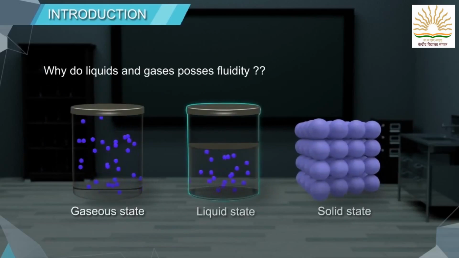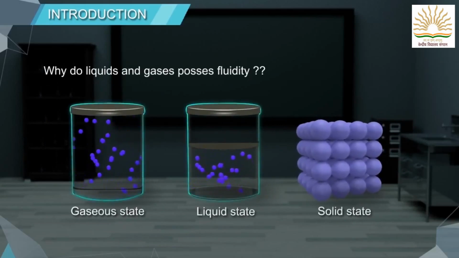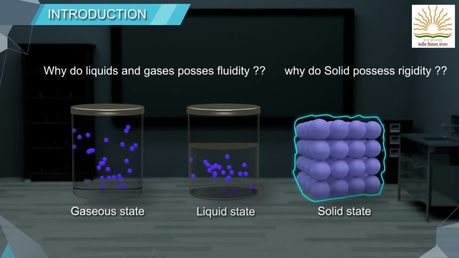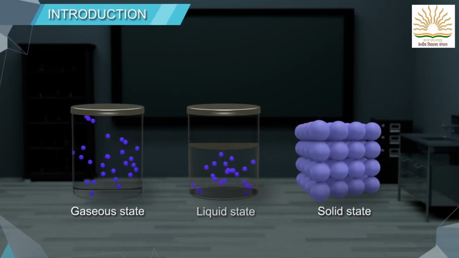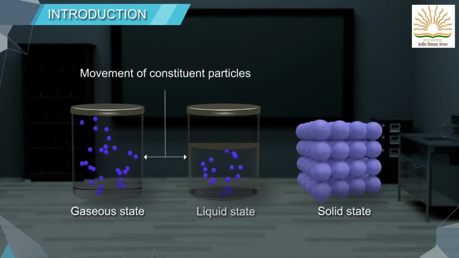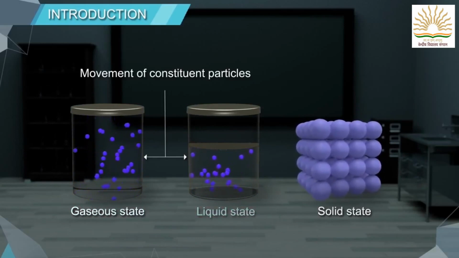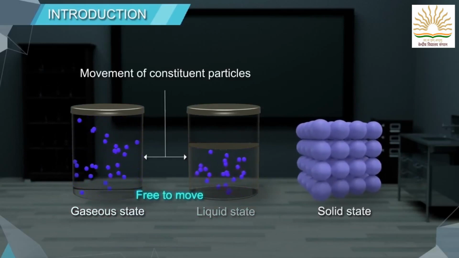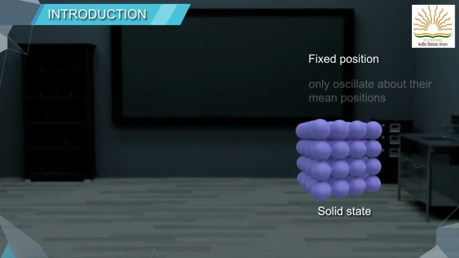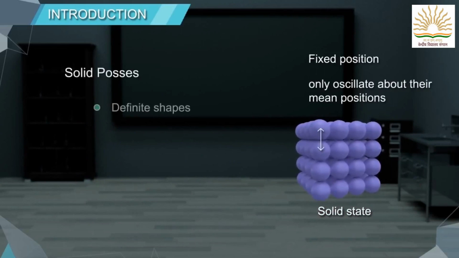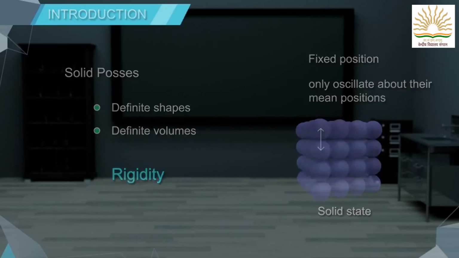Why do liquids and gases possess fluidity, whereas solids possess rigidity? The reason for fluidity of liquids and gases is the movement of constituent particles. In the gaseous state and liquid state, the constituent particles are free to move about, whereas in the solid state, the constituent particles have fixed positions and can only oscillate about their mean positions, and hence they possess definite shape and volume, which is nothing but rigidity.